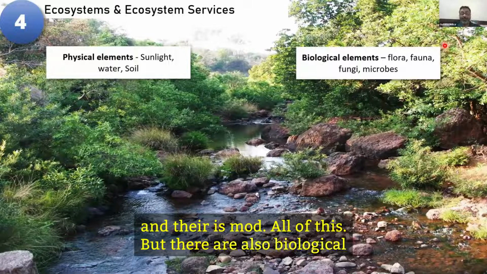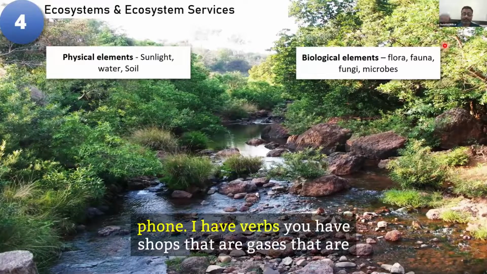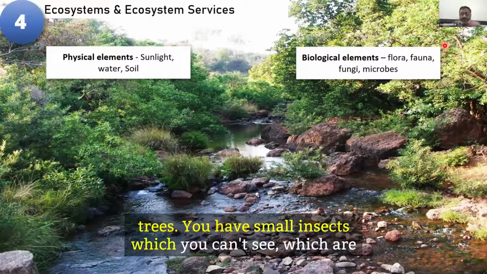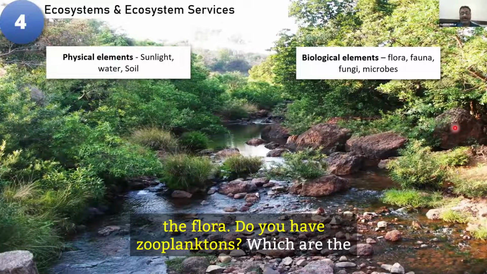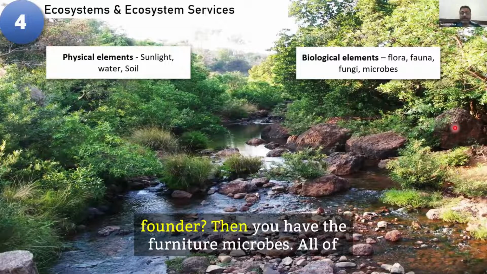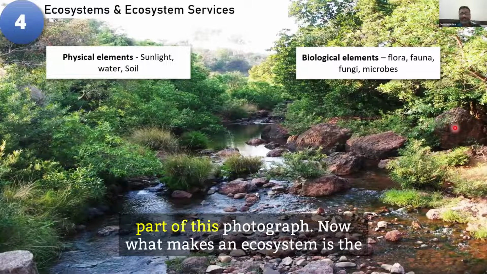But there are also biological elements in this photograph. So you have the flora, the fauna, you have herbs, you have shrubs, there are grasses, there are trees. You have small organisms which you can't see, which are the microbes, which are phytoplanktons. They are also the flora. You have zooplanktons, which are the fauna. Then you have the fungi, you have microbes. All of this, what you can see and what you cannot see, forms the life part of this photograph.